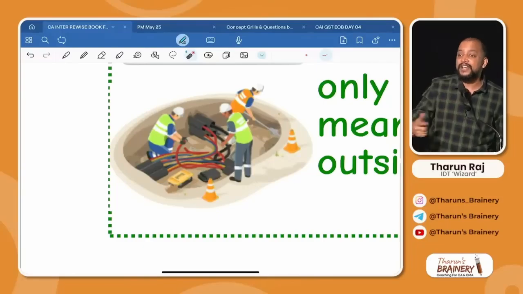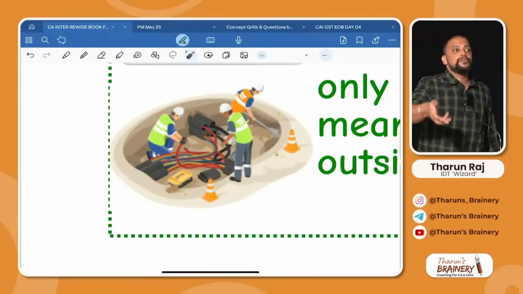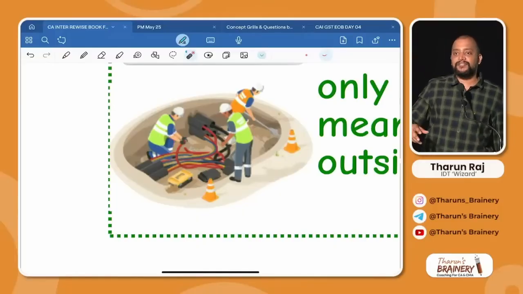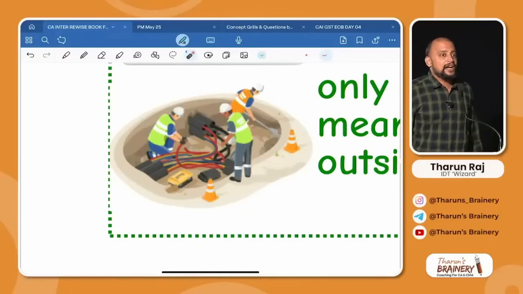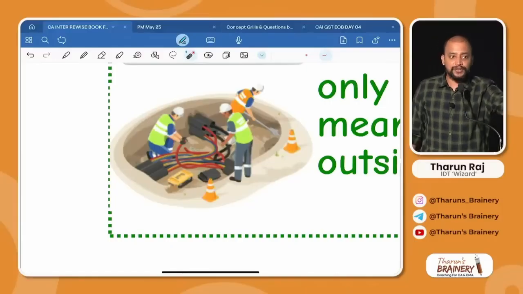That's what the circular says. Also, one more exception is there, like plant and machinery excludes telecommunication towers and pipeline laid outside factory. Won't it come under pipeline laid outside factory? No, that is only for a manufacturer who is laying down the pipeline outside the factory.